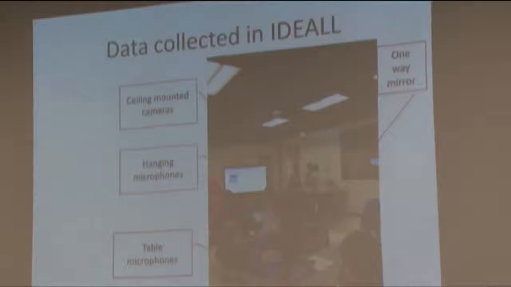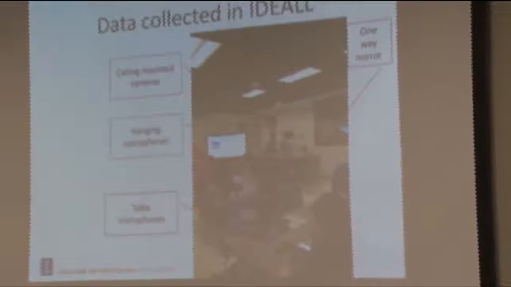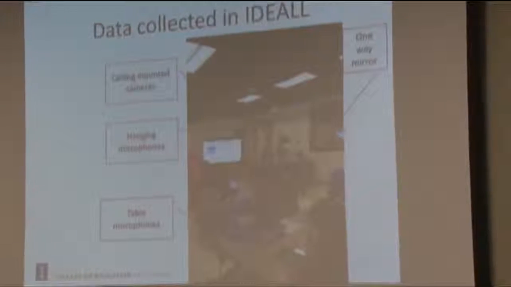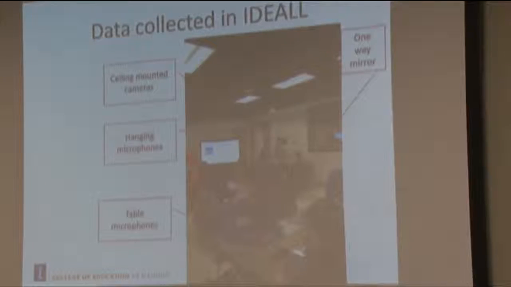So this is our lab classroom. This is the Illinois Digital Ecologies and Learning Lab. We have ceiling-mounted cameras, hanging microphones, table microphones, and a one-way mirror. The mirror was already there when we decided to use this lab space. It's actually really useful because we sit in the room behind and can watch what's going on, and can solve some of the technical issues without having to go into the room.